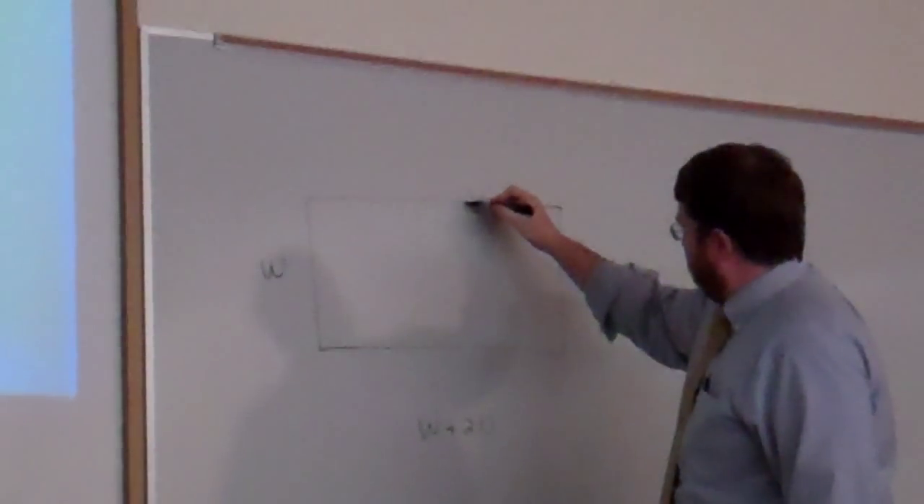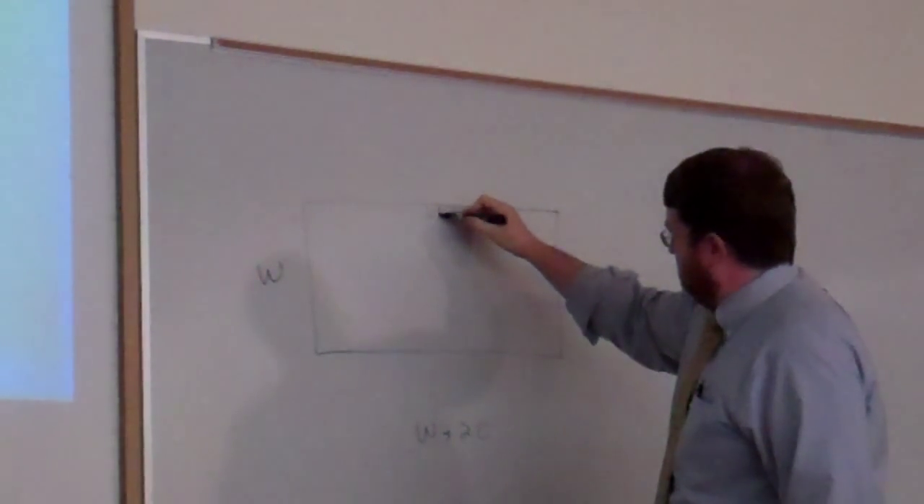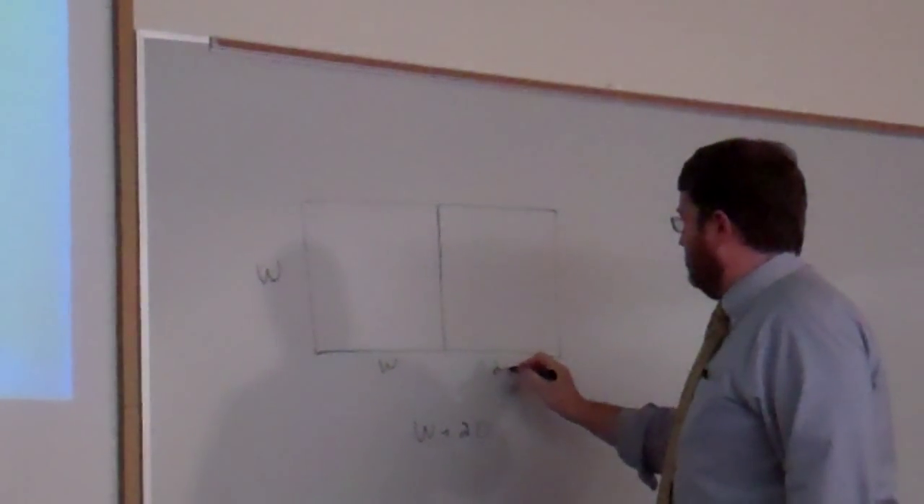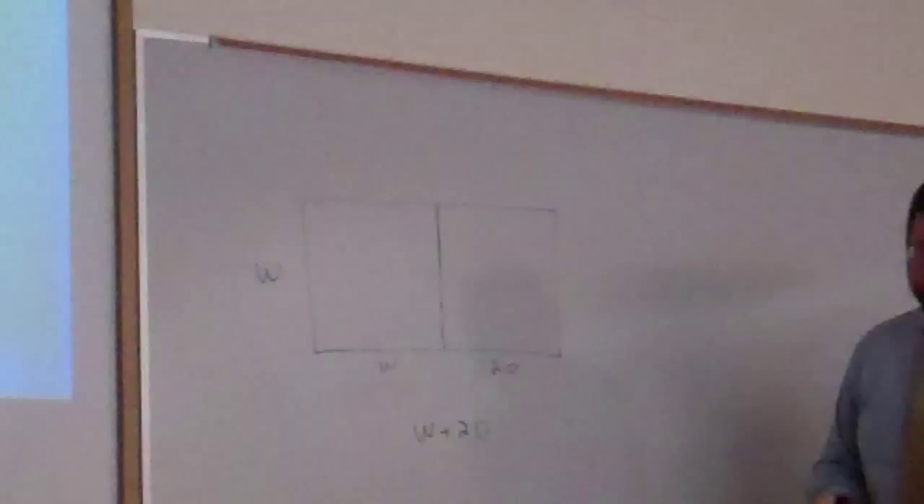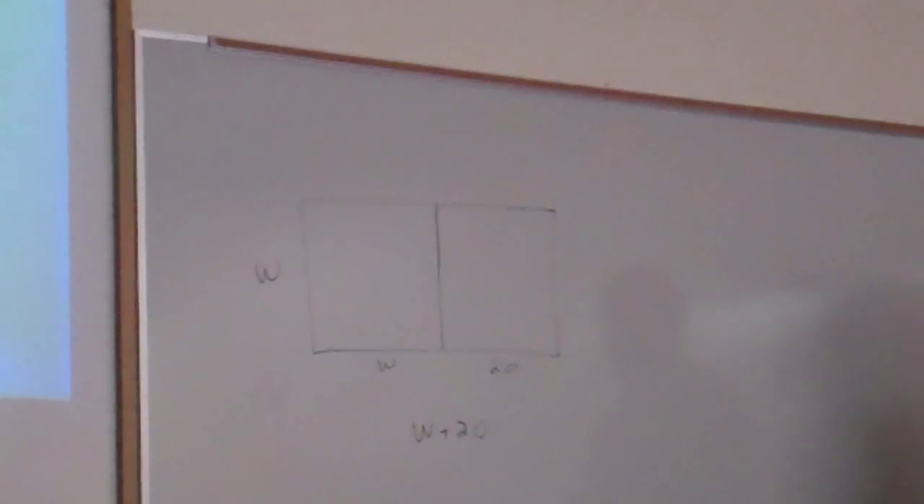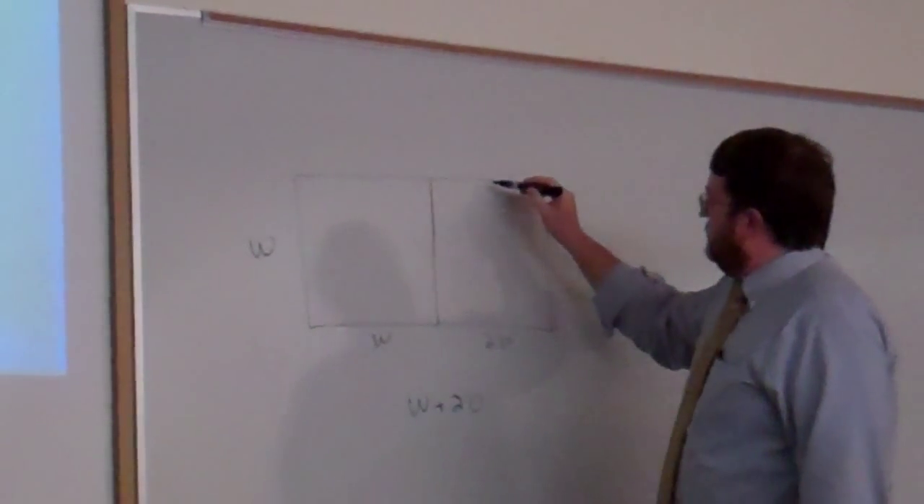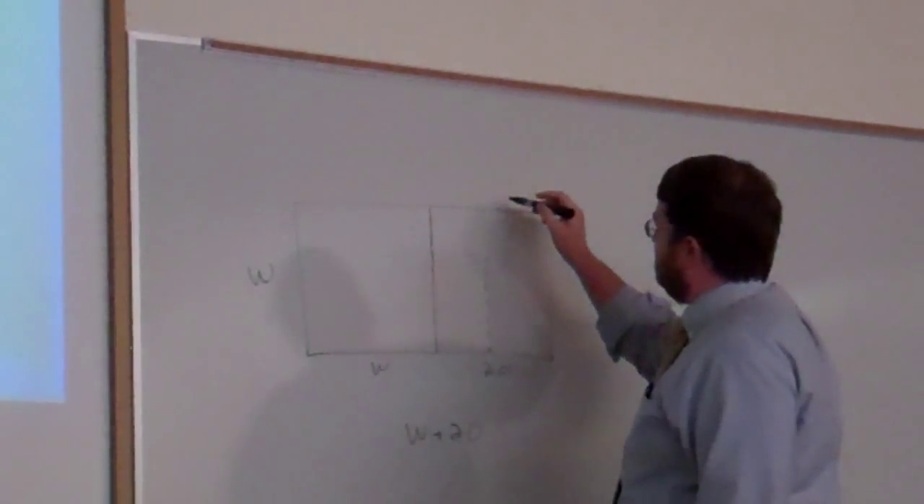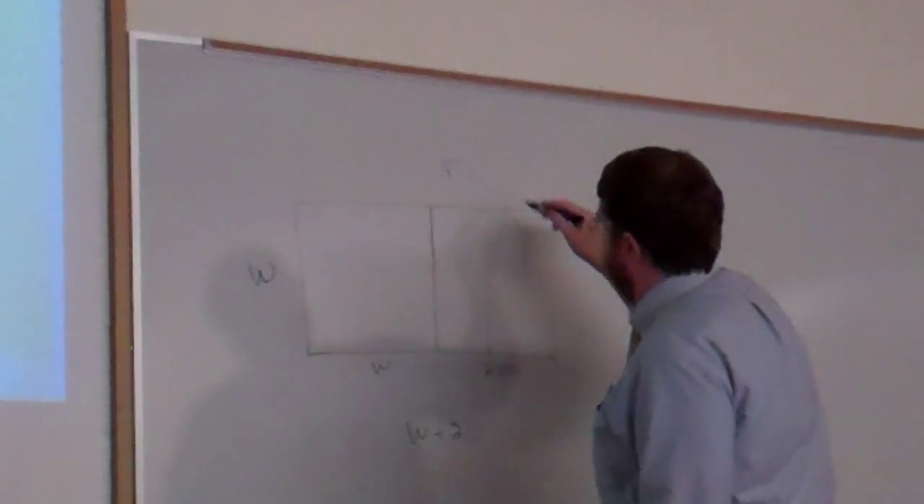Okay, so this may look familiar to some of you. I've seen this before. So let's say this side, there's the W, and there's your 20. Okay. So what did they do? They said, you know what? Let's cut this guy in half. And let's take this piece and move it here.